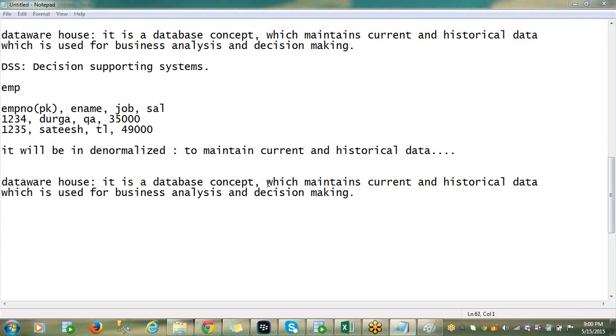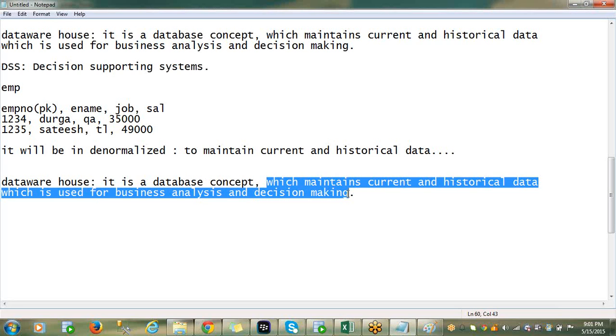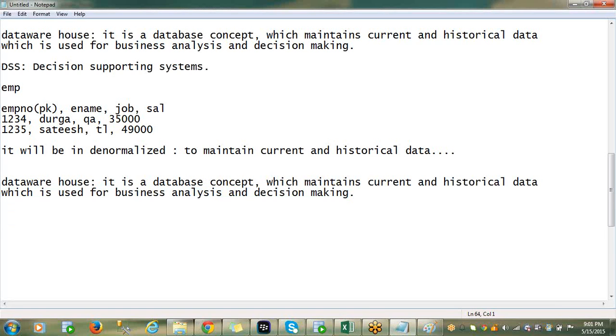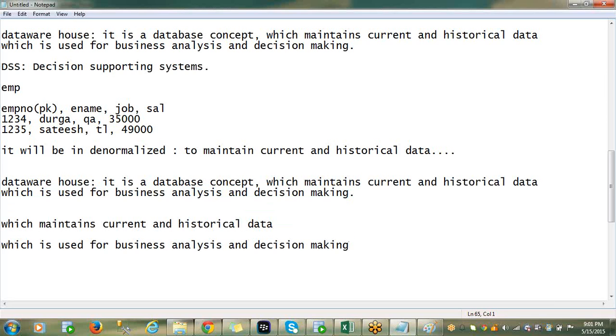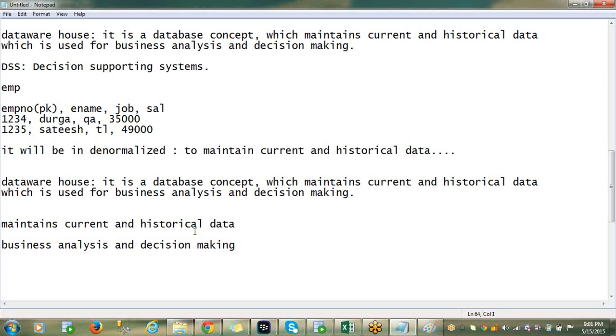So I'm taking this particular definition. I'm going to break the definition into two: which maintains current and historical data, and used for your business analysis and decision making. I'm breaking the entire definition of warehouse into two. So maintaining current and historical data, this activity is done by a process called ETL. ETL is responsible for maintaining the current and historical data.